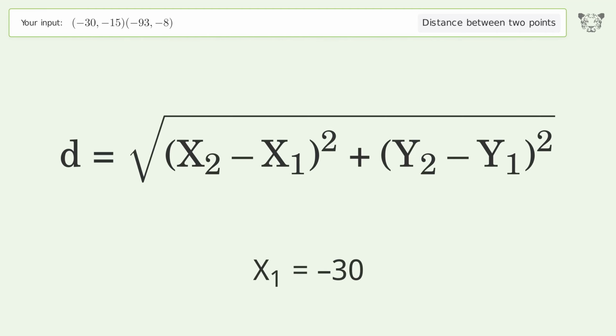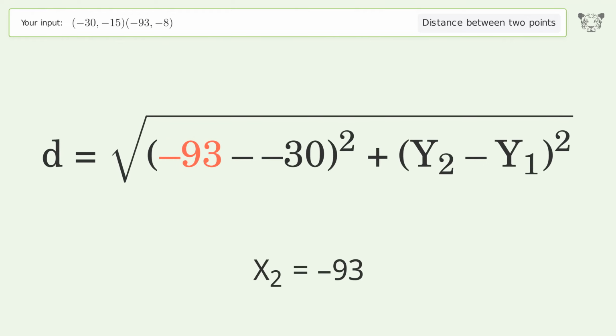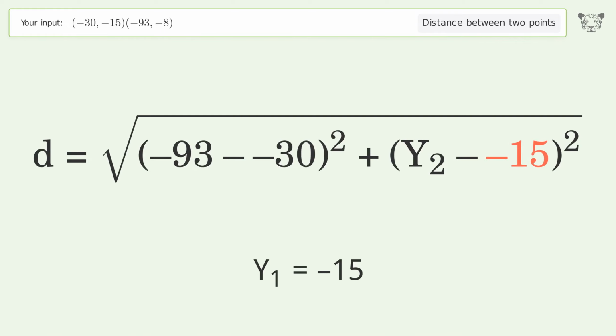x1 equals -30. x2 equals -93. y1 equals -15. y2 equals -8.